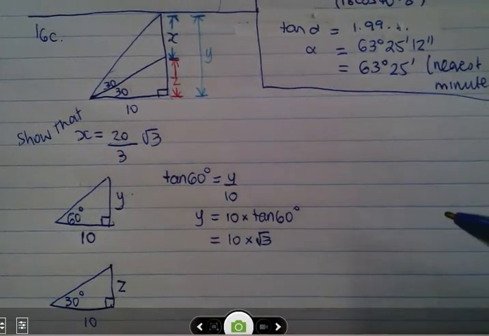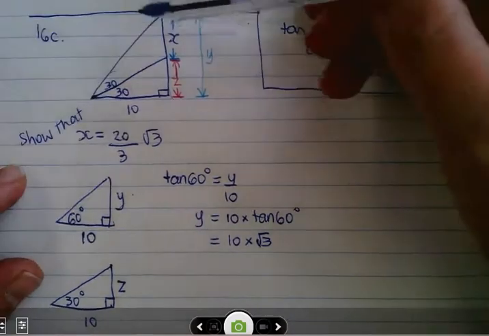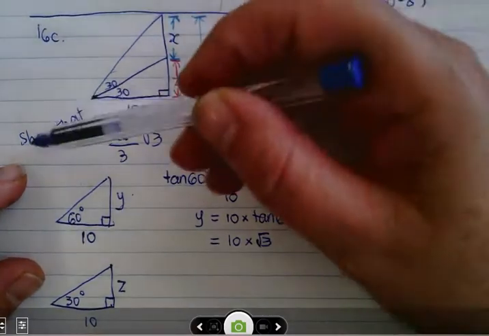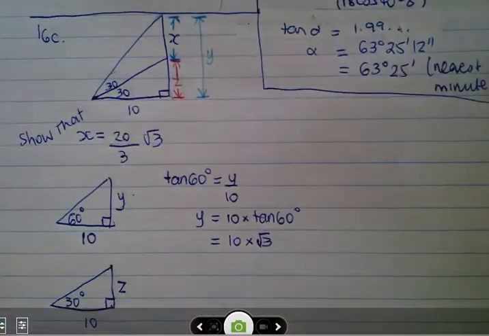Yes, I'm just confused what the 20 over 3 is. Oh, so the question is they gave you the diagram with the x there. Show that x is 20 over 3 root 3. Don't worry about that yet.